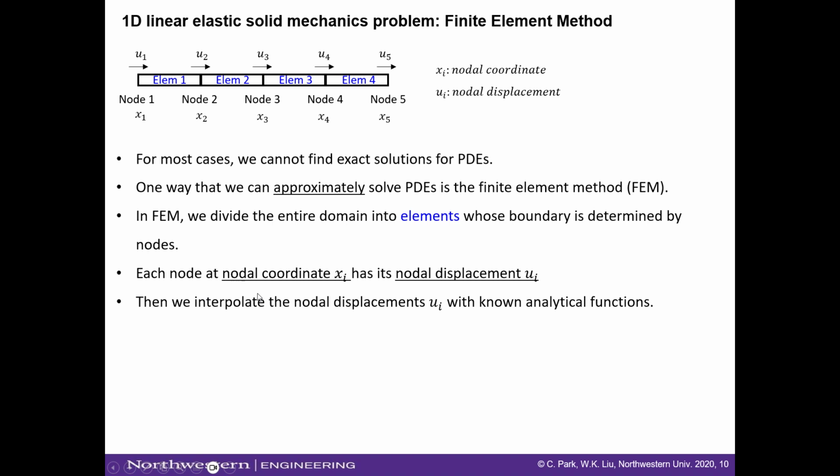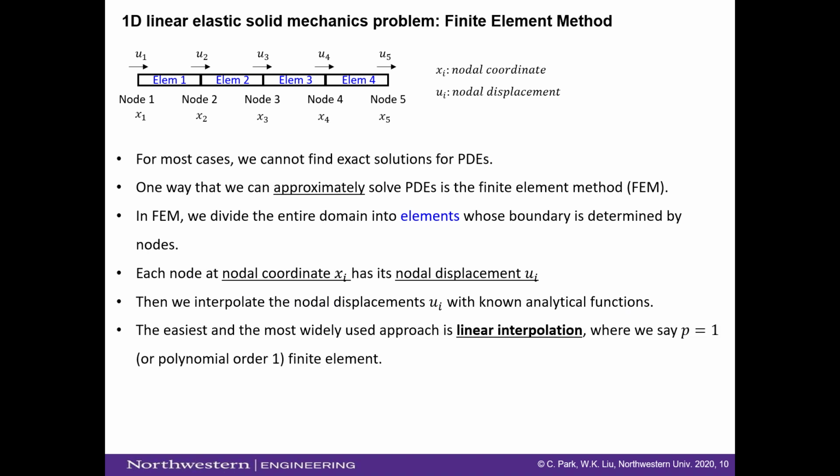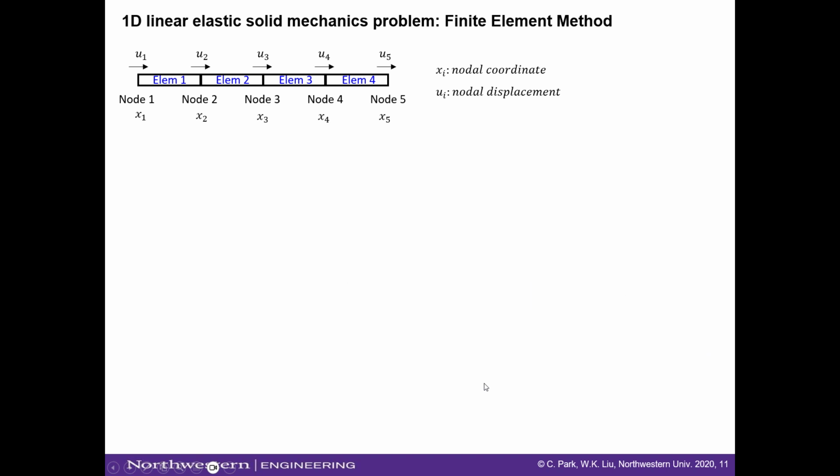Then we want to interpolate, this is very important, we want to interpolate the nodal displacement u_i with known analytical functions like polynomials, or whatever you want. The easiest and most widely used approach is the linear interpolation, because it is easy to implement and computation speed is fast. So we say p equals 1, which is the polynomial order, denoting the linear interpolation.